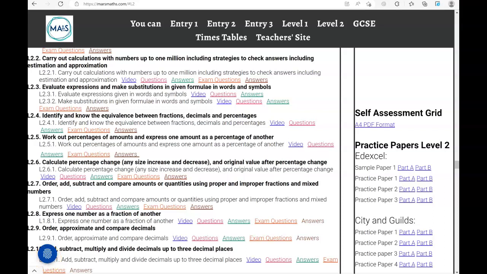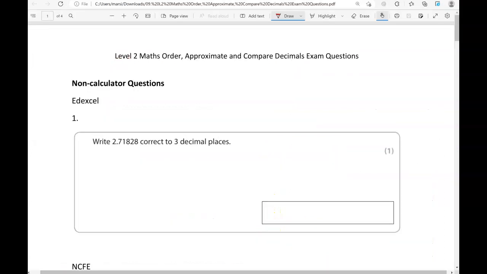In this video, we'll go through exam questions that cover the criteria order, approximate and compare decimals. You can locate the questions on the massmaths.com website under Level 2. The questions come from different exam boards. We'll start with the non-calculated questions and then we'll move to the calculated questions.